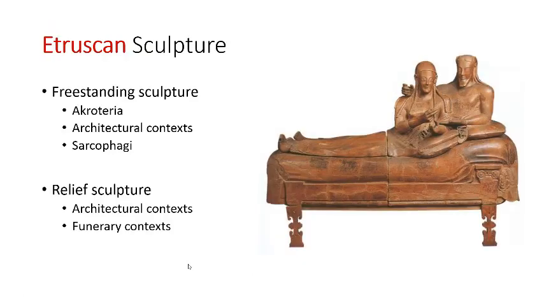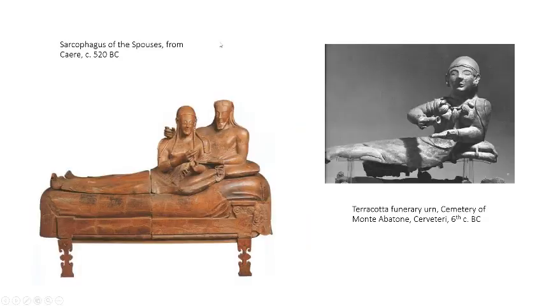Okay, now we're going to turn and look at Etruscan sculpture. Again, I need to speak a lot faster. Freestanding sculpture would include things like acroteria, which are things that go on top of roofs, and other architectural contexts, as well as sarcophagi. Relief sculpture can be found in both architectural contexts as well as funerary contexts. This particular piece here is obviously something from a funerary context.